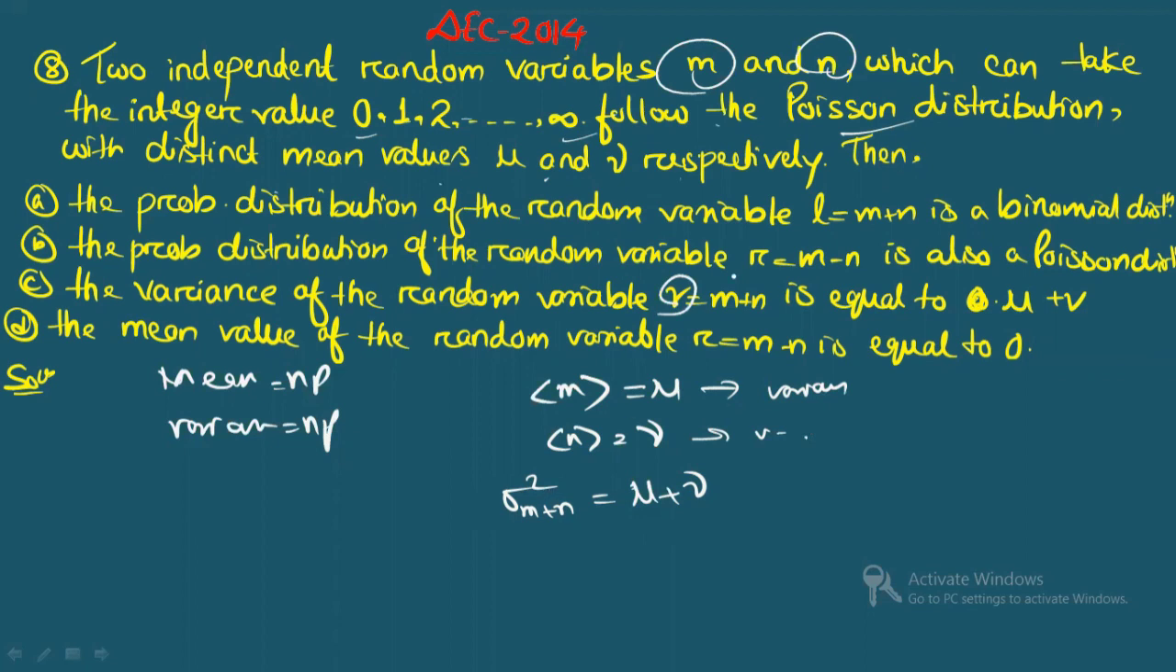So the variance of the random variable R, which is M plus N, will be equal to mu plus nu, right? So this is what we are getting. The variance of random variable R equals M plus N, which equals mu plus nu. Directly you can do it on the basis of the formula.